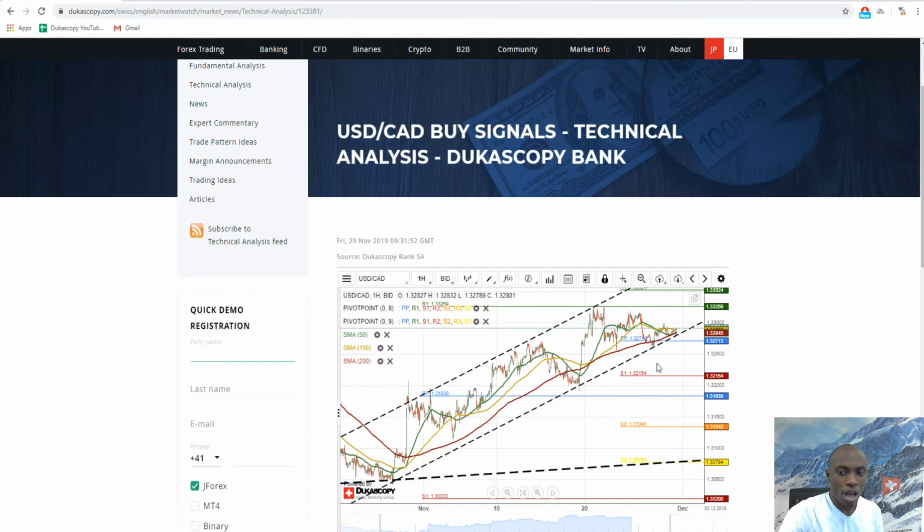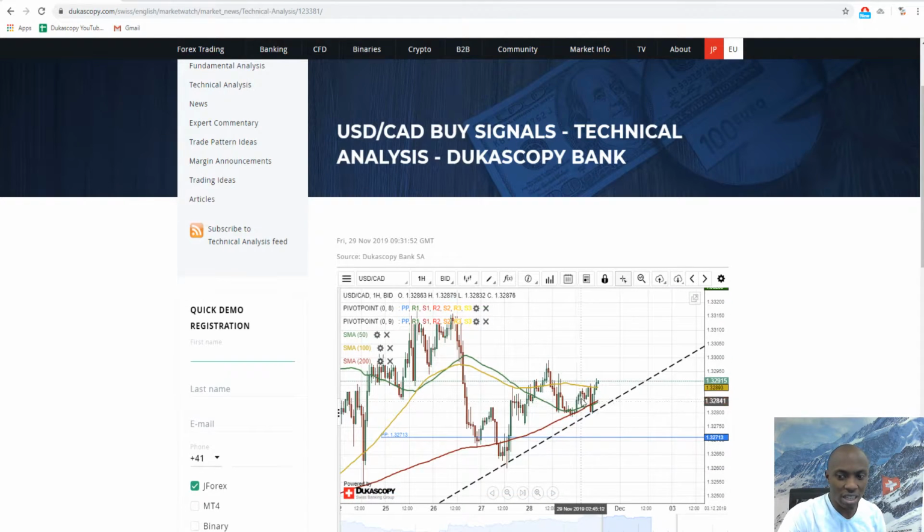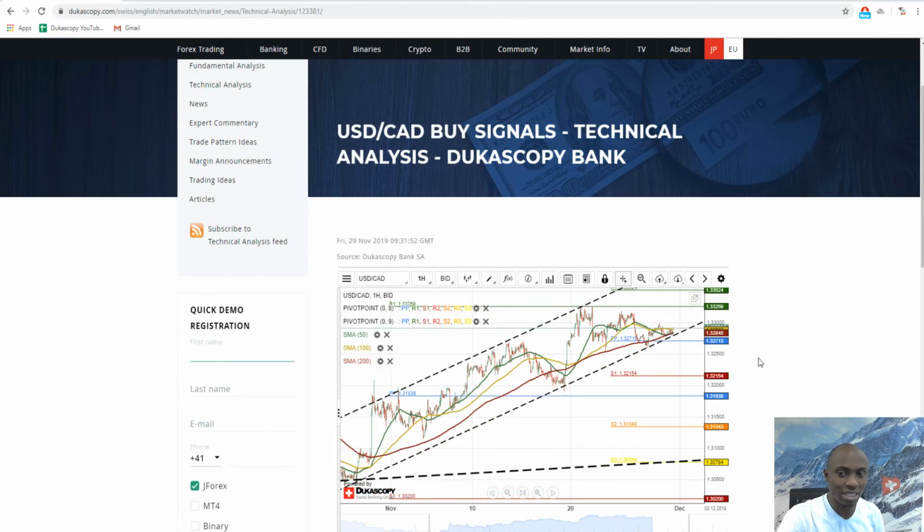So number one, I already see this price is moving in an ascending channel, and this ascending channel has been forming since the end of October. Number two, I already see that the 50 and 200-hour simple moving averages are providing support for USD Canadian dollar. The lower boundary of the ascending channel was providing support, and the price was gradually making this upside move. So that is the reason why I said that that's kind of a buy signal.